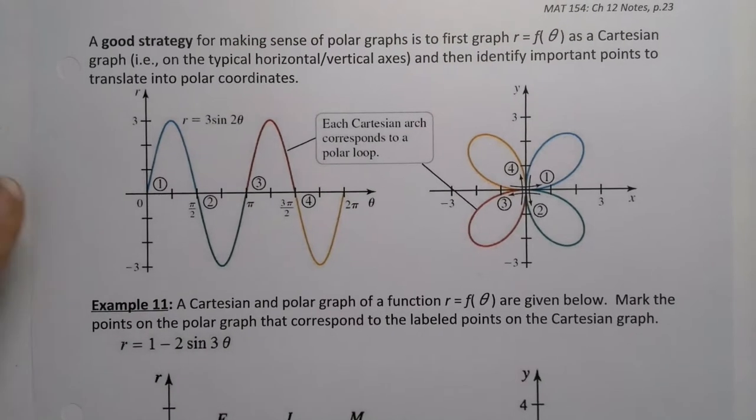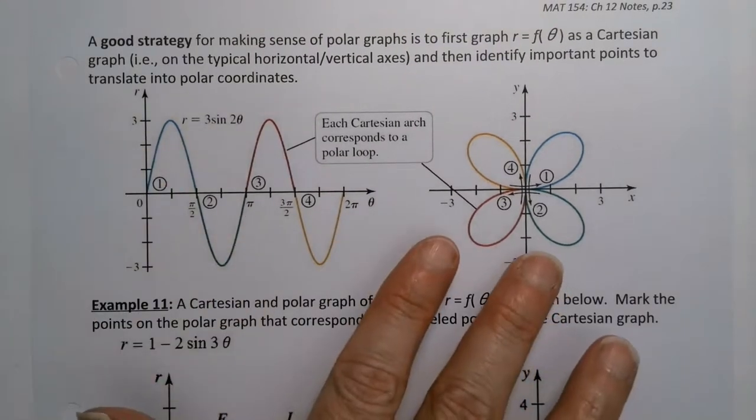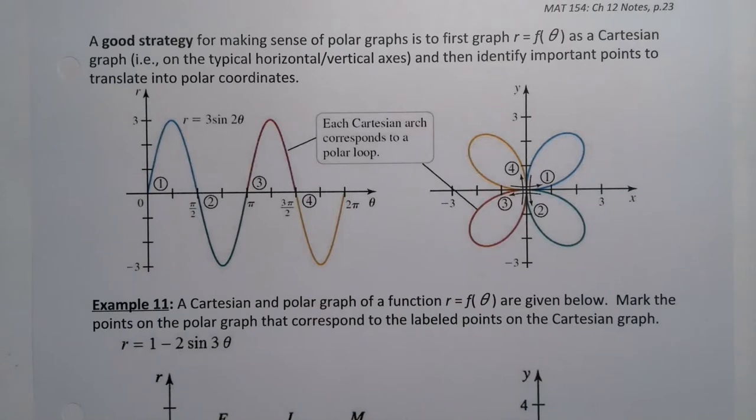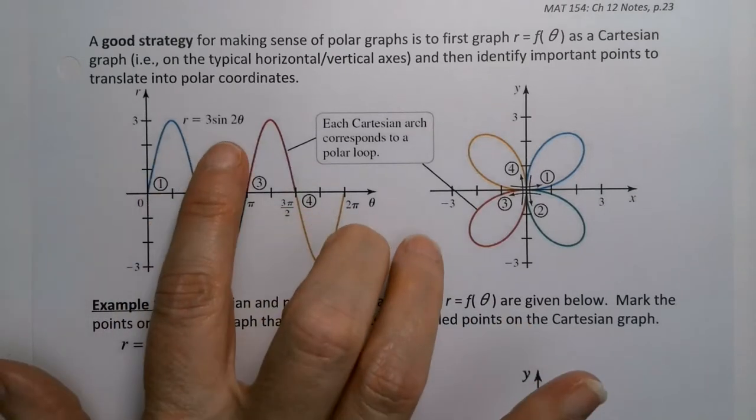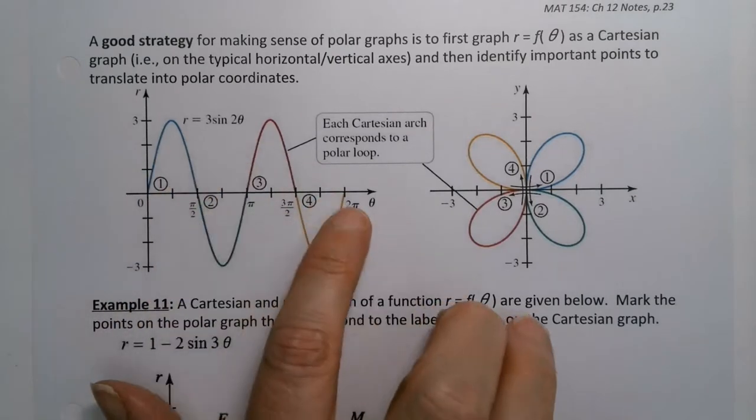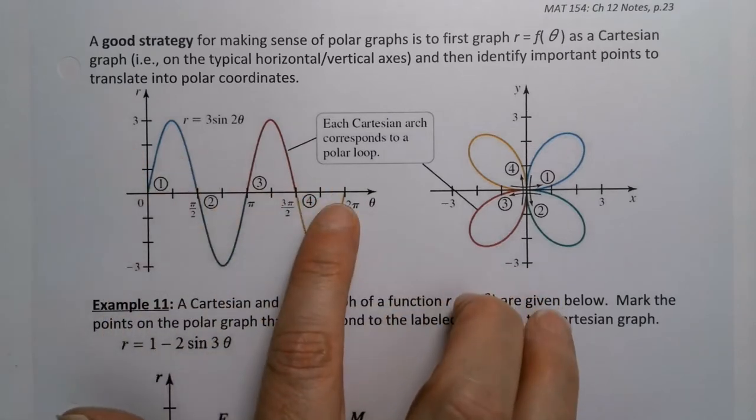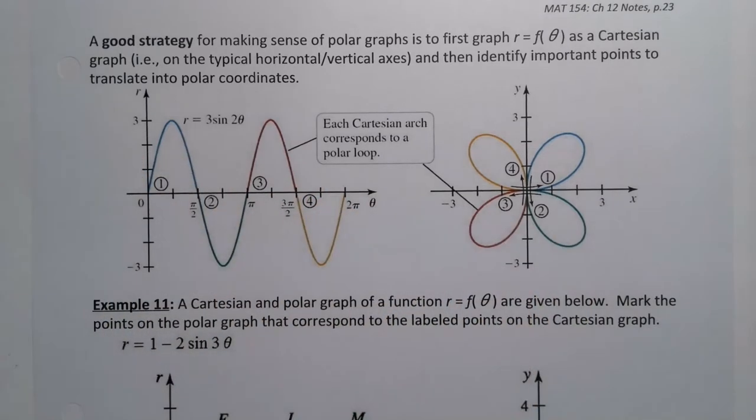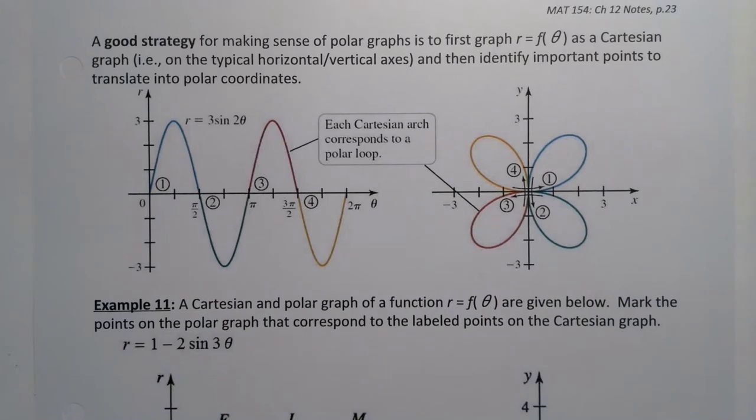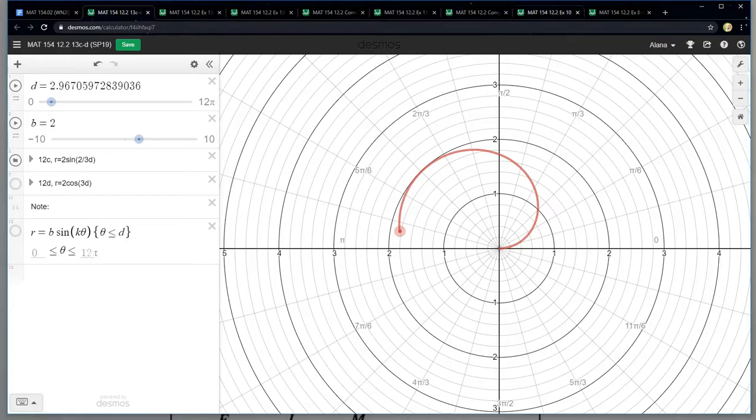Well, let's look here. I have this graph here and I have this graph here, and they're the same graph. They're the same function. But this is the graph r equals 3 sine of 2 theta, where this is the theta axis, this is the r axis, and it's graphed on a rectangular coordinate system. And this is graphed as a polar graph. So let me show you in Desmos what this looks like.